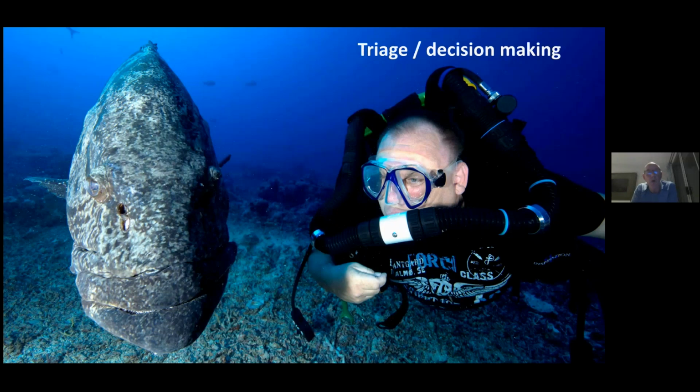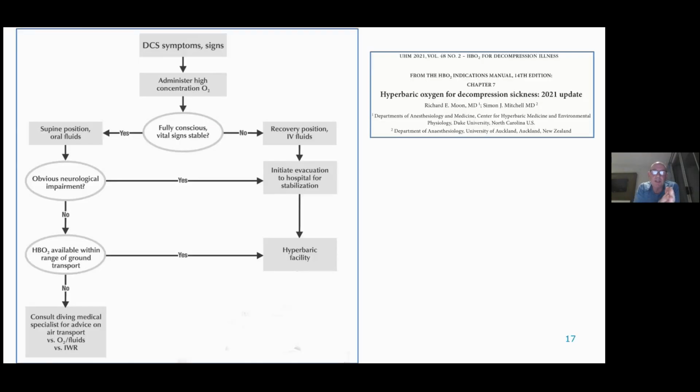When it comes to what you do with a diver in the field, this diagram is a summary of our current thinking, very simplified summary. So someone has decompression sickness or arterial gas embolism symptoms and signs. The first thing you do is lie them flat, administer high concentration oxygen, so 100% oxygen. If they are unstable or not fully conscious, then the process is to initiate evacuation to a hyperbaric facility as soon as possible. There's no debate about that.